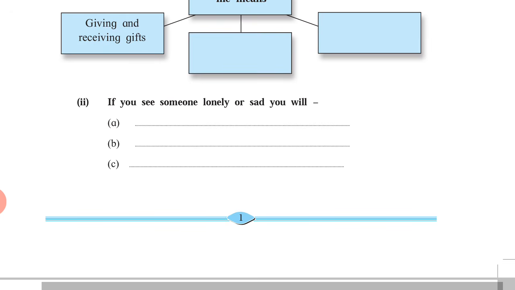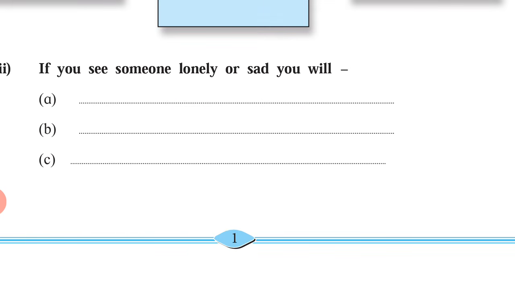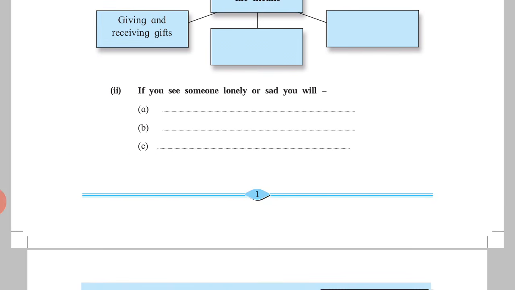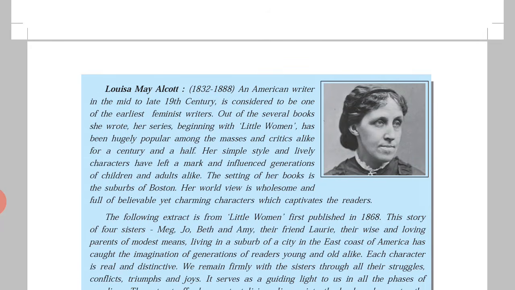Next one, if you see someone lonely or sad, you will... What will you do if your friend is lonely? If you see an unknown person in college, an unknown friend, what do you have to do? You can write your own personal response here. So these are the icebreakers. Now let's see the actual story.